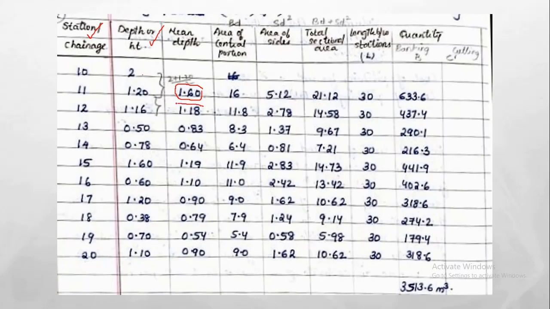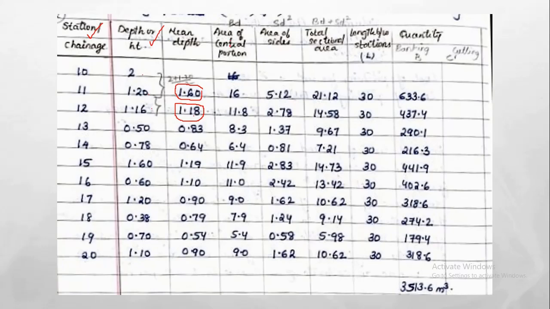How did we get this value, 1.18? This is the average of 1.2 and 1.16. So 1.18 is the average. 0.83 is the average of 1.16 and 0.5. So in this manner we fill all the values here. That is the mean depth.